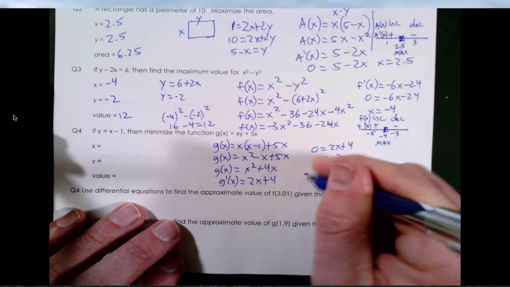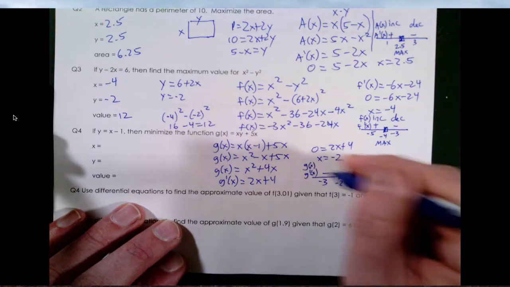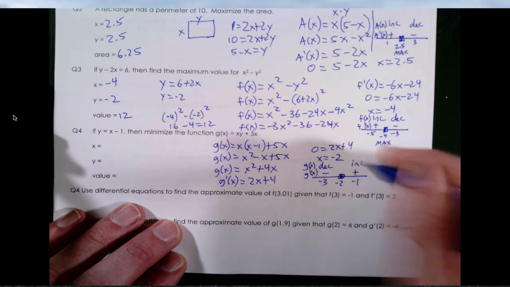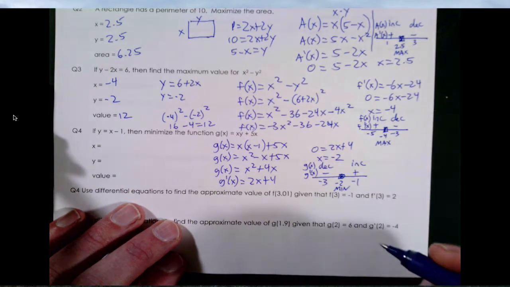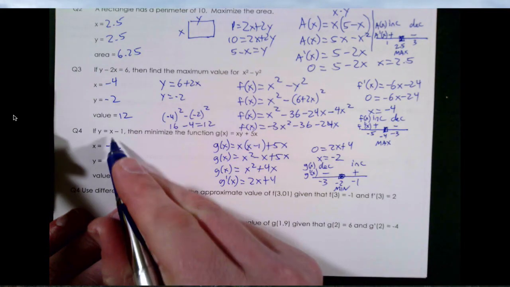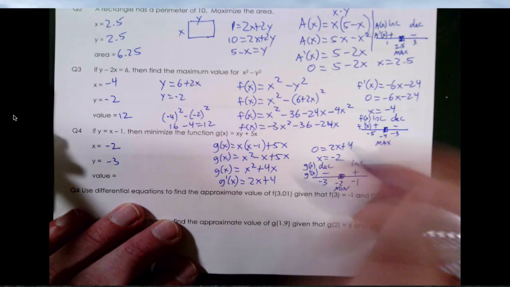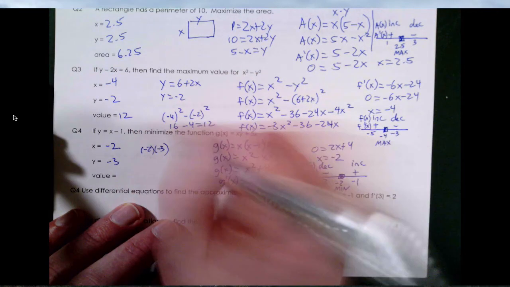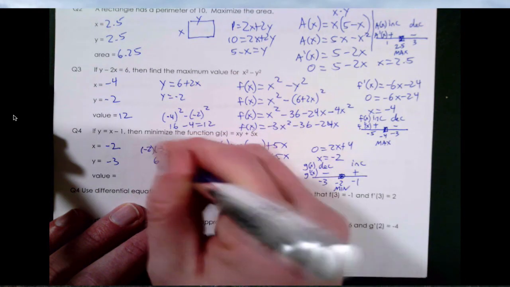Let's label g prime and g. I'll put x's on there. Negative means it's decreasing. Negative 1 goes in and creates a positive 2, which is increasing. So to go from decreasing to increasing reflects a min. All right, so I have a min at negative 2. The y value is negative 2 minus 1, that's negative 3. The value then is x times y plus 5 times x. That is 6 minus 10, negative 4.